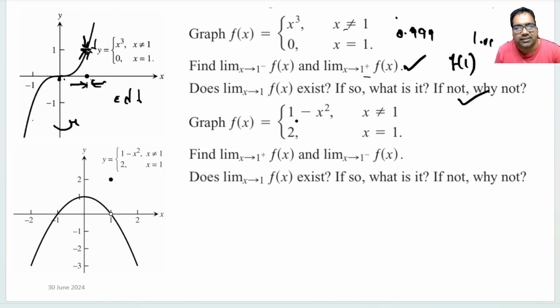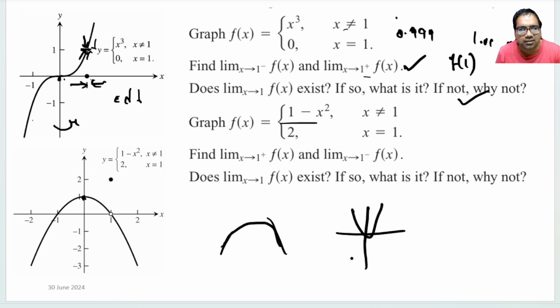Now, next one, let's see. 1 minus x square when x is not equal to 1, and when x equal to 1, it is 2. The graph is an inverted parabola because the coefficient of x square is negative. So it is an inverted parabola, and it is meeting the y-axis at 1. Okay, it is something like this. How do we draw this graph?